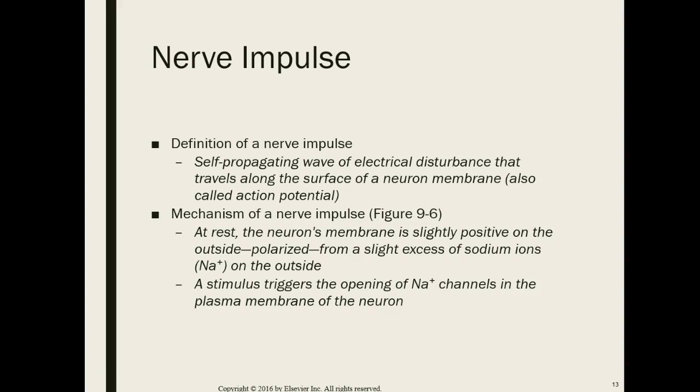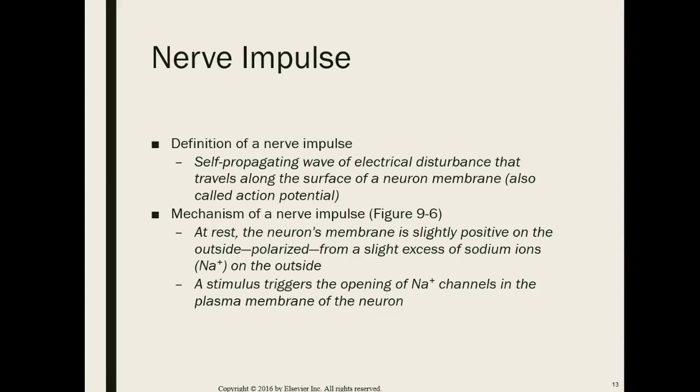So a nerve impulse is a self-propagating wave of electrical disturbance that travels along the surface of a neuron membrane, also referred to as an action potential. So this is basically saying that it's a self-propelling current of electricity that travels along the surface. So if you think of kind of like a power line, how the power is going to go from the transformer up the line and then to the power in your house, that's kind of what's happening with these nerve impulses.